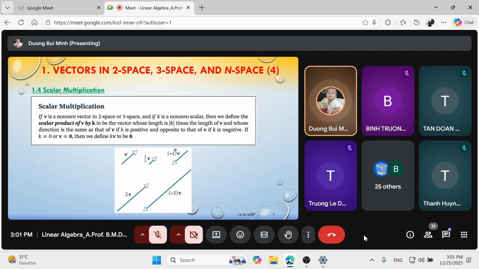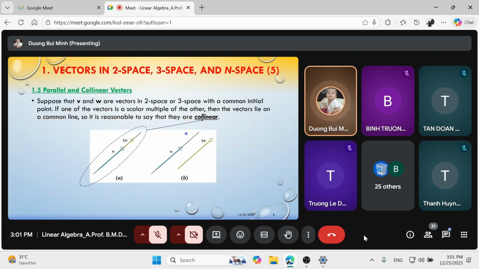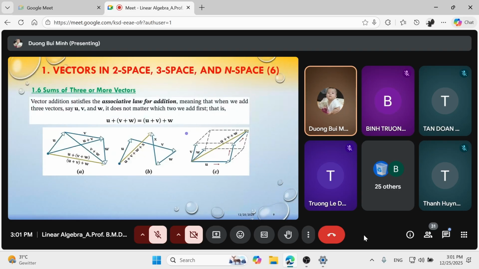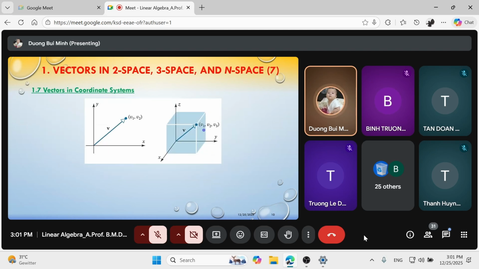We have scalar multiplication, we know, right? And then we have the sum of three or more vectors. Very easy. We apply the associative law, so u plus (v plus w) is (u plus v) plus w. Okay, very easy. So, finished.